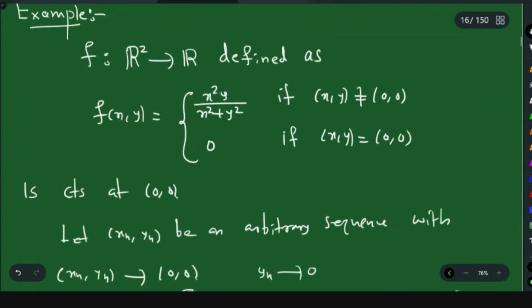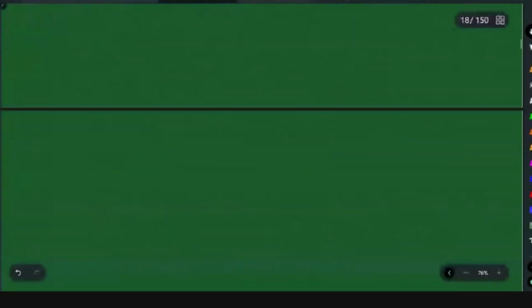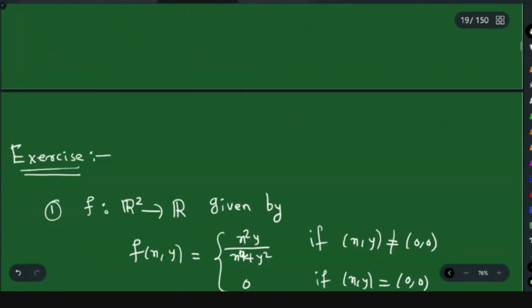The previous one is not continuous at (0, 0), so you have to be very careful. In order to show something is not continuous, you need to produce at least one sequence going to the corresponding point whose image is not going to the image of the point. But to show something is continuous, you have to start with arbitrary sequences and show that f of (x_n, y_n) also will converge to f of (x_0, y_0) if (x_n, y_n) is going to (x_0, y_0). So that is the way you have to check whether the given function is continuous or not.